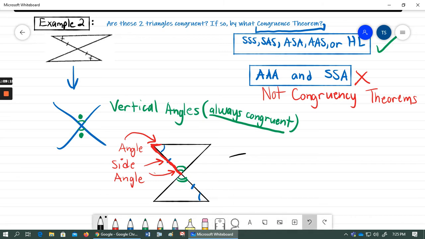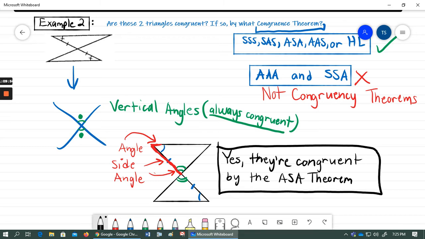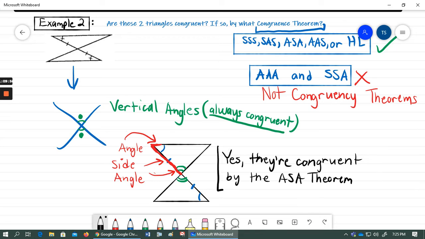Are these two triangles congruent? Yes, they're congruent by the angle side angle congruence theorem. They are definitely congruent to each other. Yes, they are. That is so sloppy, but it's going to have to be alright.